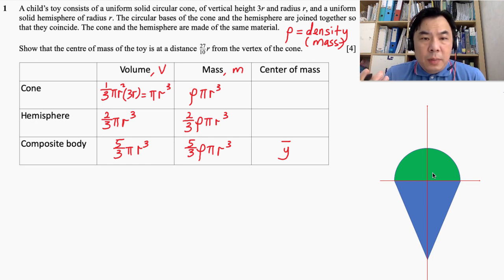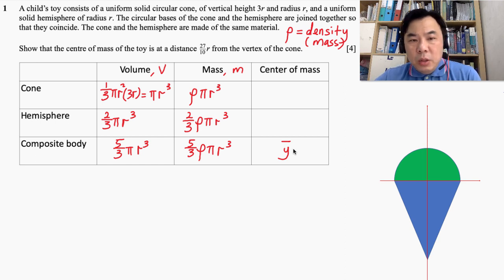Now I have kept some of the calculations intact because they don't actually change much, even though your frame of reference is very different from previously. Right. Now you can see that the volume of the cone will still remain the same. The mass will still remain the same. The hemisphere will still remain the same volume, the same mass. The composite would also be the same. Okay, now the only thing that is different now would be the center of mass for the cone with respect to the frame of reference that you have already set up.